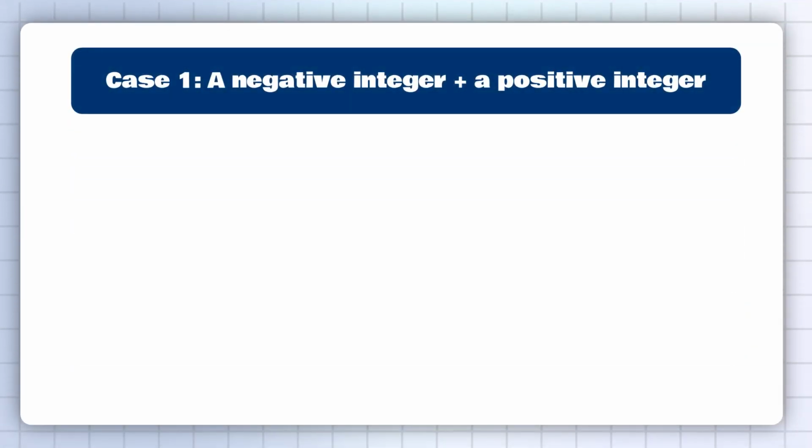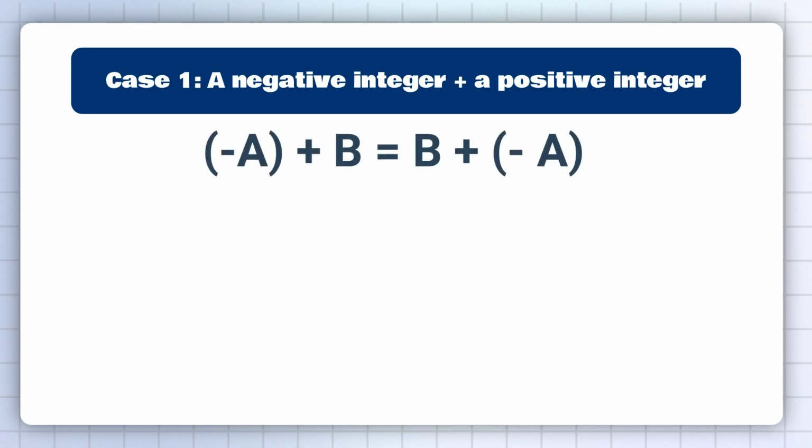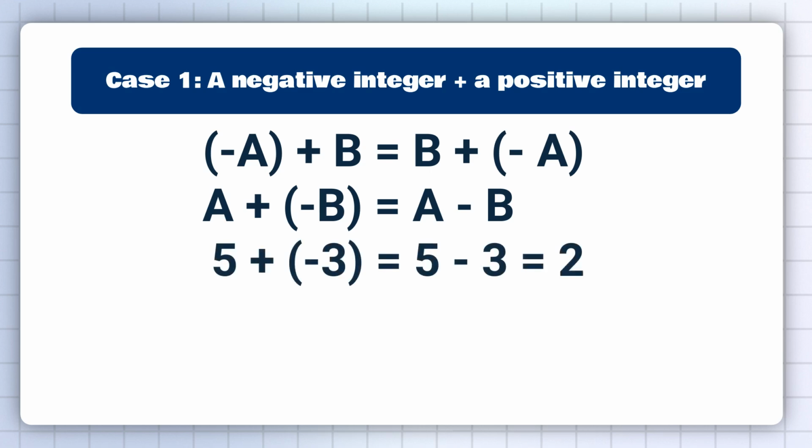We can generalize this as adding a positive integer to a negative integer is equivalent to adding a negative integer to a positive integer. This is by the commutative law of addition. We can write this as -a plus b equals b plus -a. It is also true that adding a negative integer to a positive integer is the same as subtracting the absolute value of the negative integer from the positive integer. This can be written as a plus -b equals a minus b. So, if we have 5 plus -3, 5 plus -3 equals 5 minus 3, which equals 2.